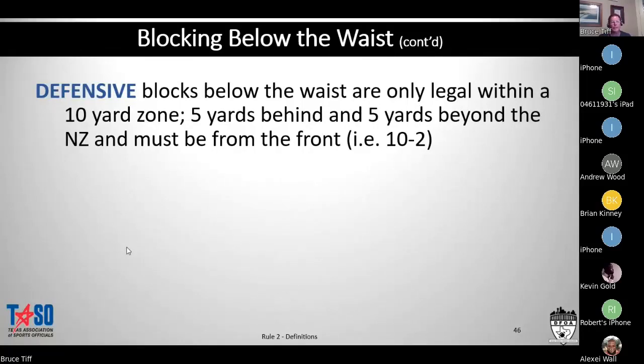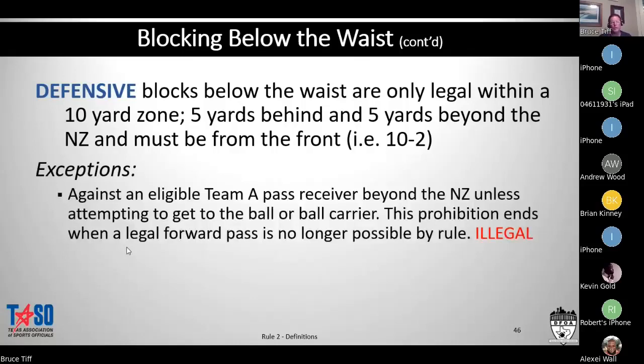Okay, there's some exceptions. Against an eligible Team A pass receiver beyond the neutral zone, unless attempting to get to the ball or ball carrier, this prohibition ends when a legal forward pass is no longer possible by rule. So what they're saying here is that Team B, the defense, cannot legally block below the waist a Team A pass receiver beyond the neutral zone unless they're attempting to get to the ball or ball carrier.